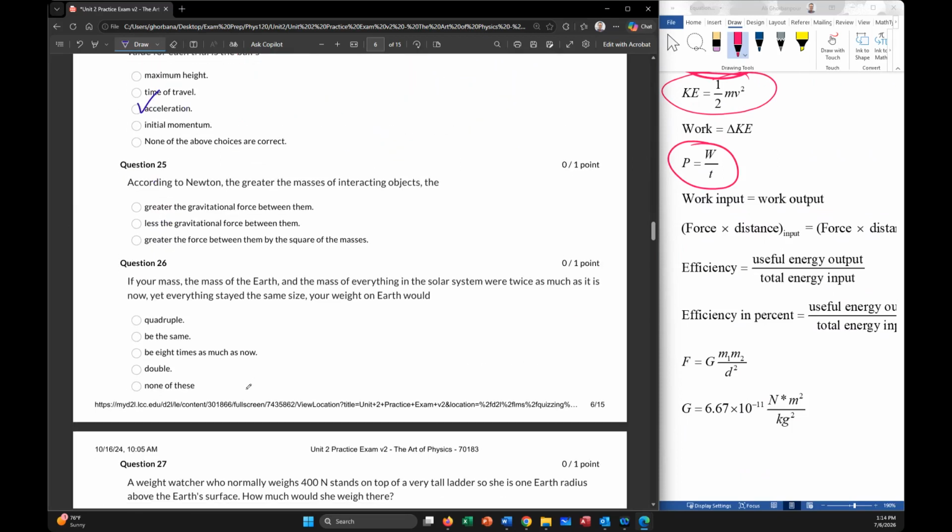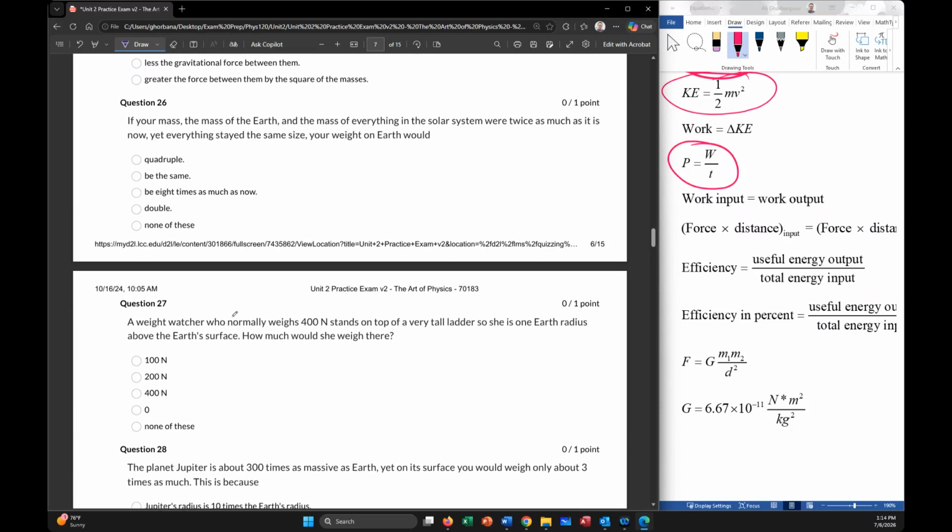According to Newton, the greater the mass of the interacting objects, the greater the gravitational force between them. There you go. The mass bigger, the gravitational force bigger, yes?